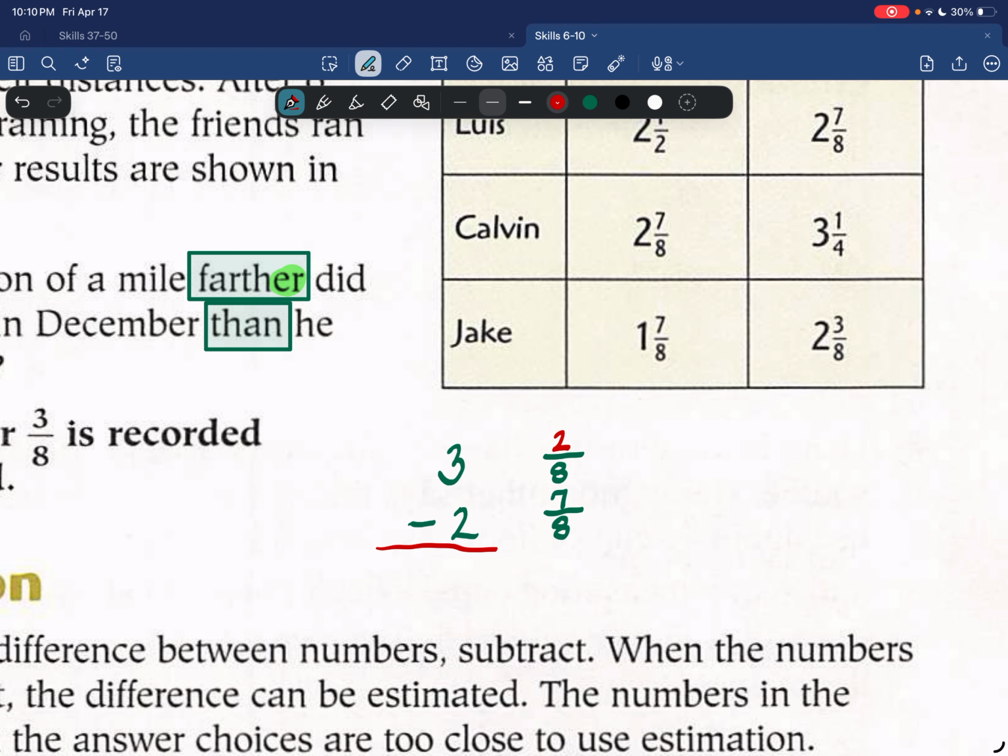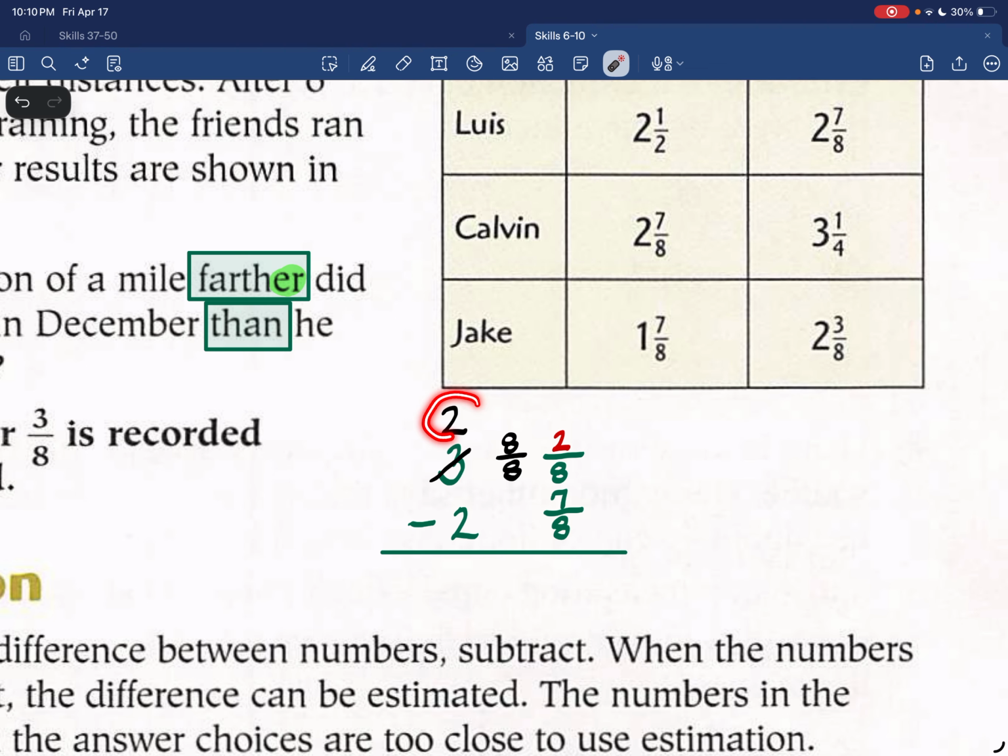So after I get my common denominator, I do have some work to do here. Because I cannot take 7/8 away from 2/8. Just like in regular subtraction, if that bottom number is bigger, you better borrow. So I'm going to borrow from this 3 and make it a 2. And then I will rename the 1 as 8/8. So I haven't lost anything. I still have 3. I've just renamed this one so that I can combine it with that one.